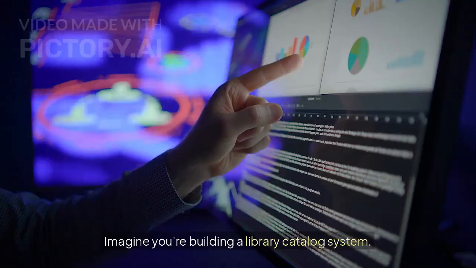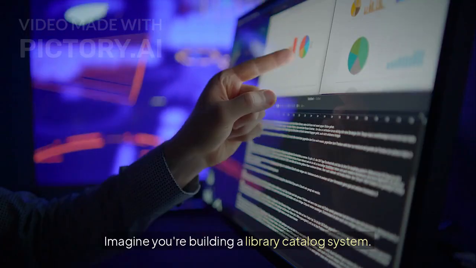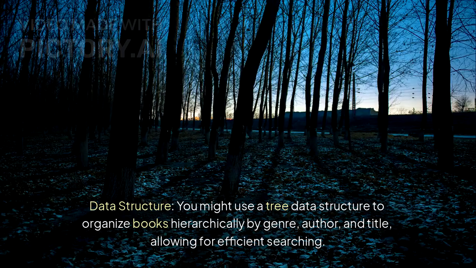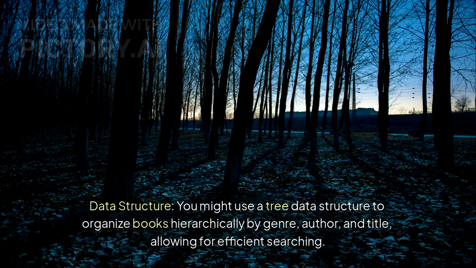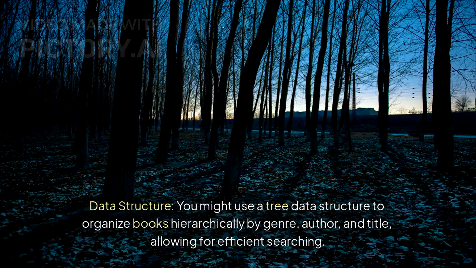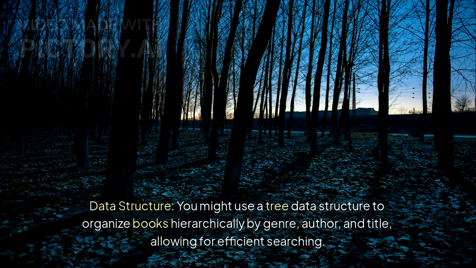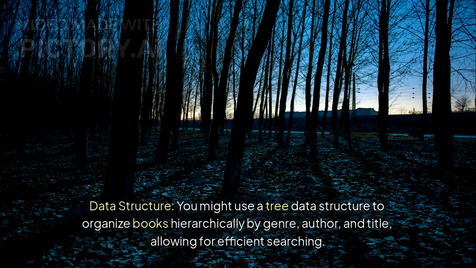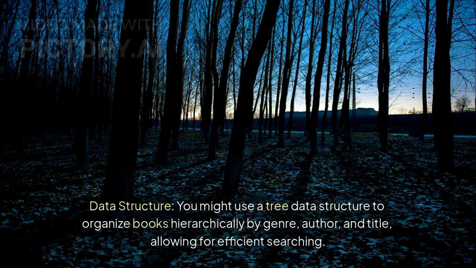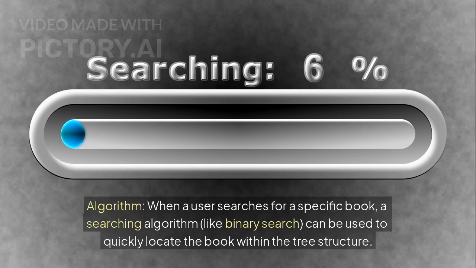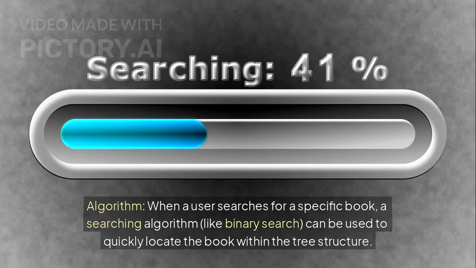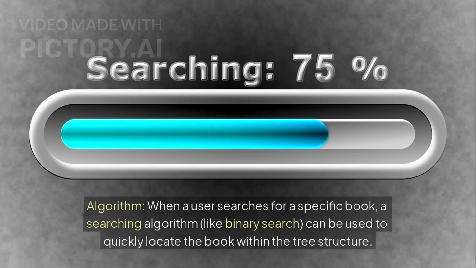Think of it like this. Imagine you're building a library catalog system. Data structure: you might use a tree data structure to organize books hierarchically by genre, author, and title, allowing for efficient searching. Algorithm: when a user searches for a specific book, a searching algorithm, like binary search, can be used to quickly locate the book within the tree structure.